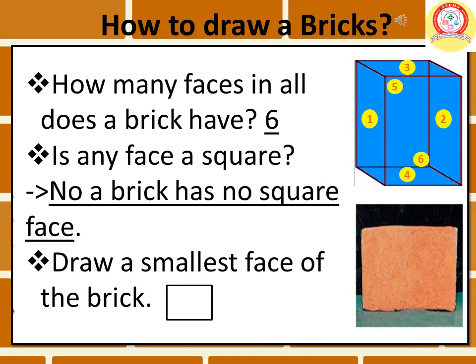Now, how to draw a brick. There are two photos of the same brick. Now let us do this question, students. How many faces in all does a brick have? According to me, a brick has a total of 6 faces: one face on the top side, second on the down side, third on the front side, fourth on the back side, fifth on the right side, and sixth on the left side. So a brick has 6 faces in total.